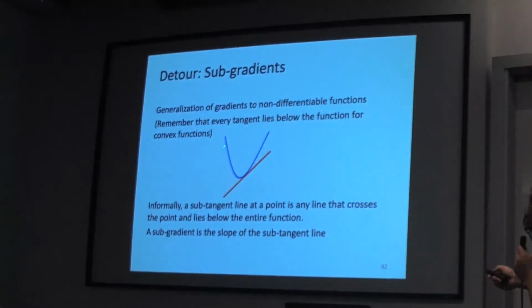And then stay below the entire convex function body. So if we can find such a line, we call this line a subtangent line. And we take the slope of the subtangent line as our subgradient. Then we can use that slope to update our model parameters to minimize this objective function.